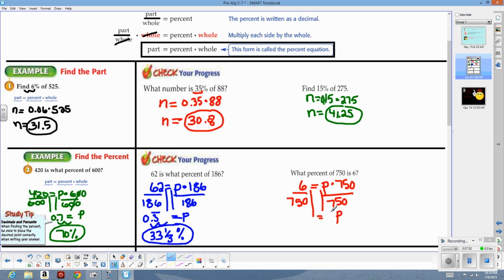6 divided by 750 is 0.008 or 8 thousandths. Now we need to make that a percent by moving the decimal 2 places to the right, and it's 8/10 of a percent.